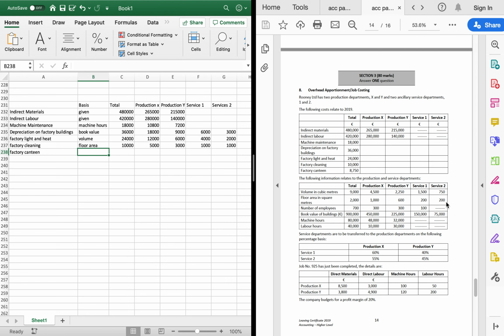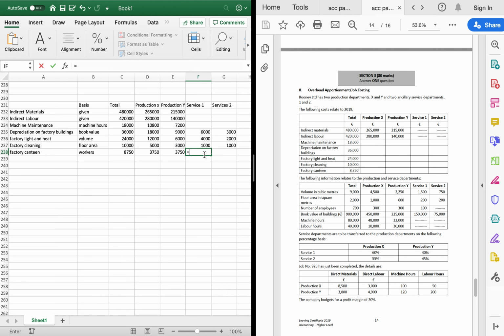The last one is the canteen. You do your canteen by the number of workers. So our factory canteen cost is 8,750. Okay, we don't have a number of workers here. Or do we? Oh, we do have a number of workers. So we take that 8,750, and the total number of workers in the business is 700, of which 300 work in production X. So it's going to be 3,750. You have 3,750 in production Y, it's the same number, 300 and 300.